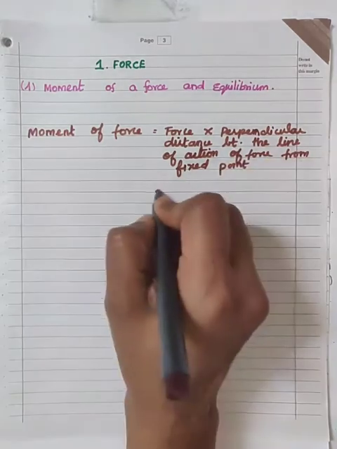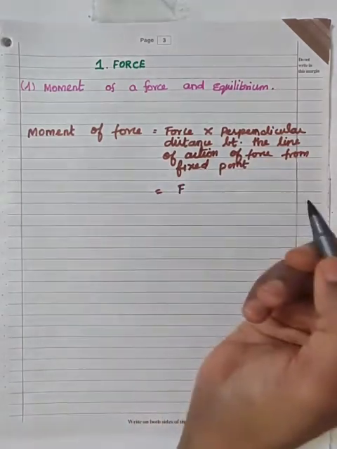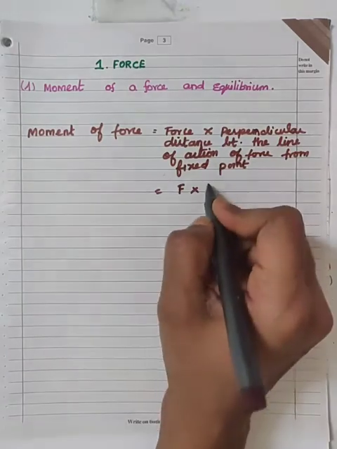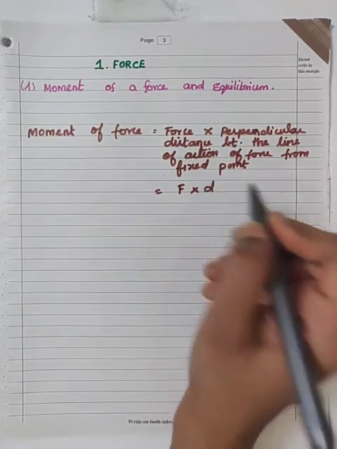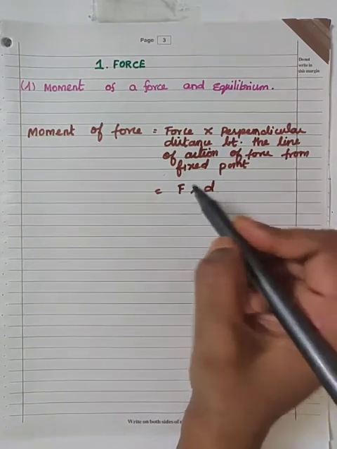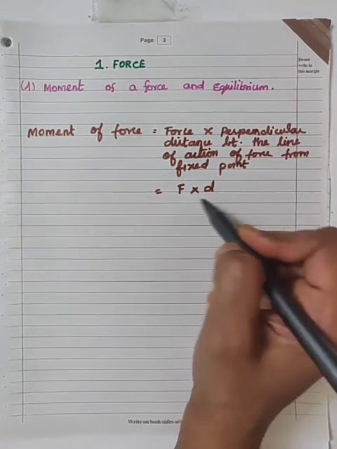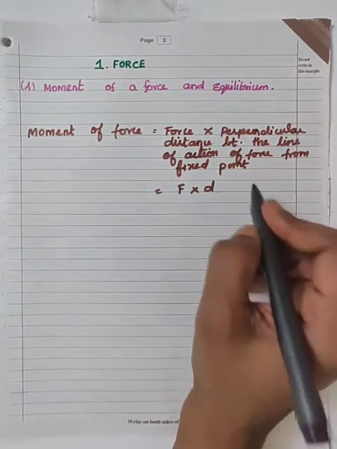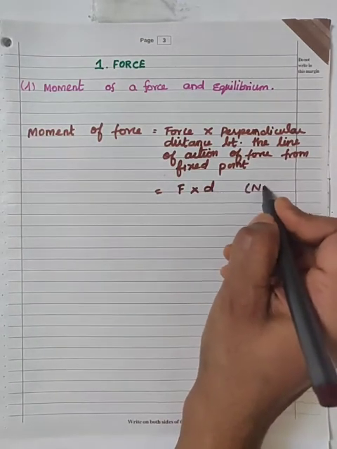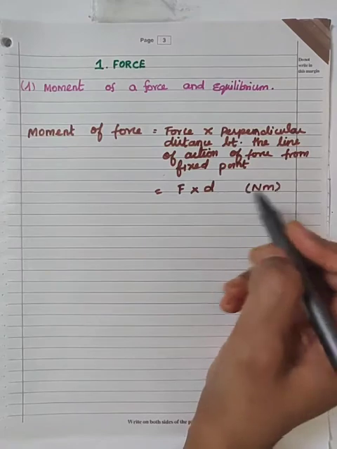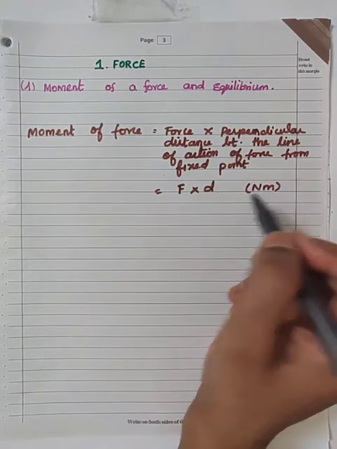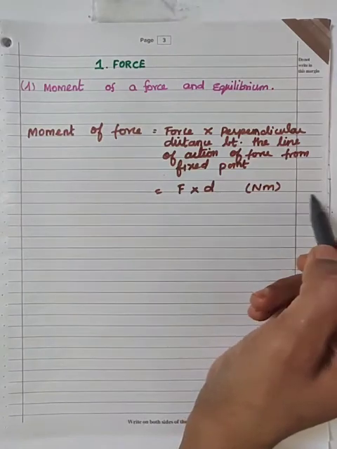In short, the magnitude of force is represented by the symbol F, and the perpendicular distance between the line of action of the force and the fixed point or pivoted point is represented by the symbol D. So the moment of force is equal to the product of force and the perpendicular distance. The SI unit of moment of force is Newton meter, because the SI unit of force is Newton and the SI unit of distance is meter.